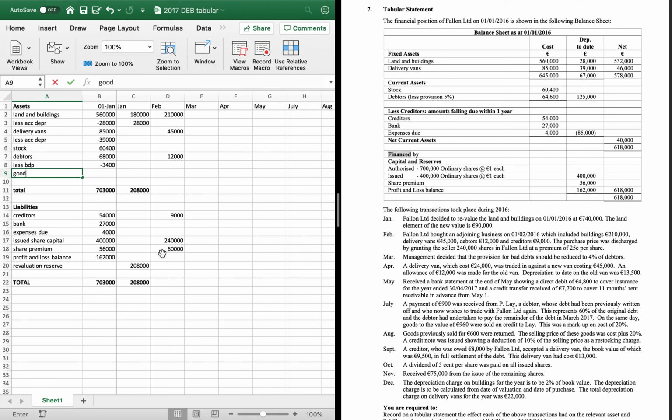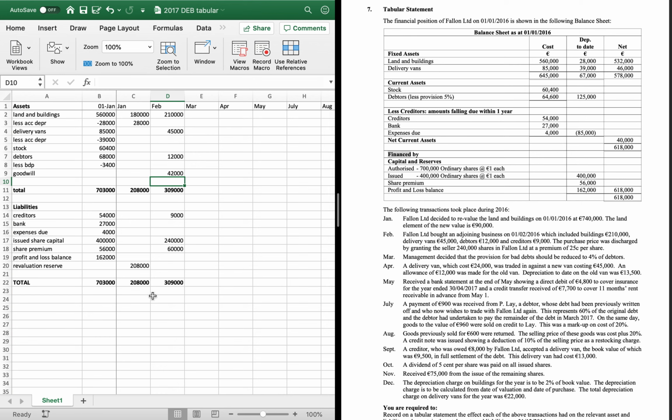So just like in incomplete records, you've got your goodwill, which is the difference between what they've paid. So that is 42,000. Another way to do that is just add up the liabilities, like we always do, and they're 309. And if we add up the assets, that's 267. If you take them away from each other, your 42,000 then brings you up to the 309. Great, so that's February done. March, management decided the provision for bad debts should be reduced to 4% of debtors.